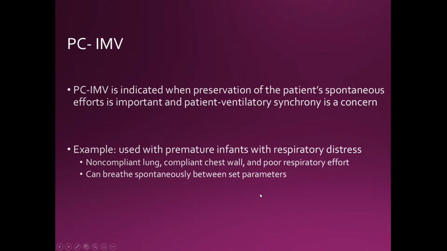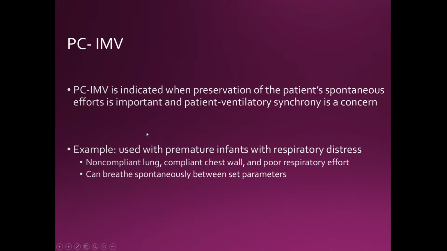Pressure control IMV. Same thing. The patient's able to breathe on their own. The vent's going to synchronize the breathing, and we are controlling pressure instead of volume. So if we're controlling pressure, we have the luxury of setting the I time instead of flow. And that's when you're talking about total cycle time, I:E ratio, things of that nature.